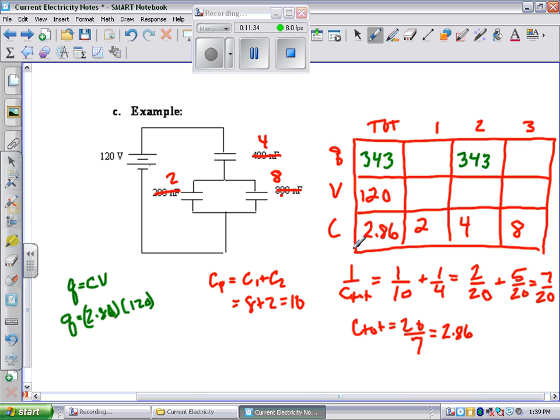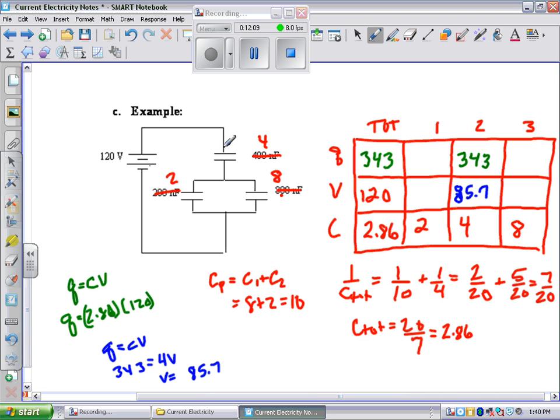Then I can use that to find this voltage. So I'll do Q equals CV again. So Q equals CV, and that gives me 343 equals 4V, and I get a voltage of about 85.7. So I'll put that in here, 85.7.